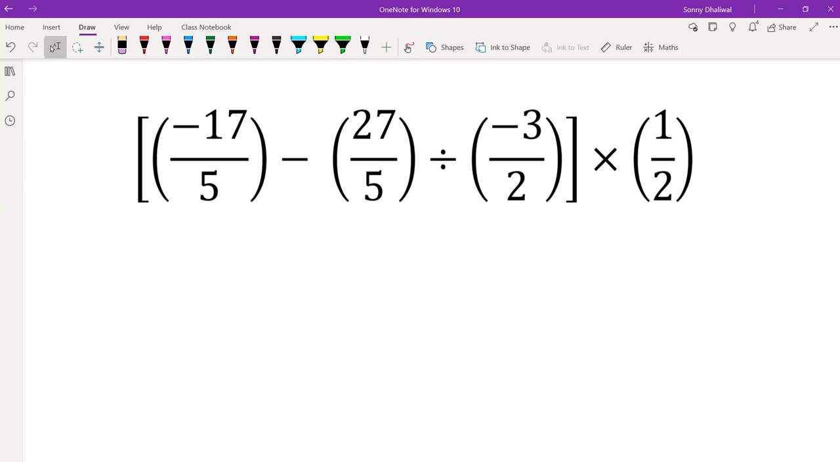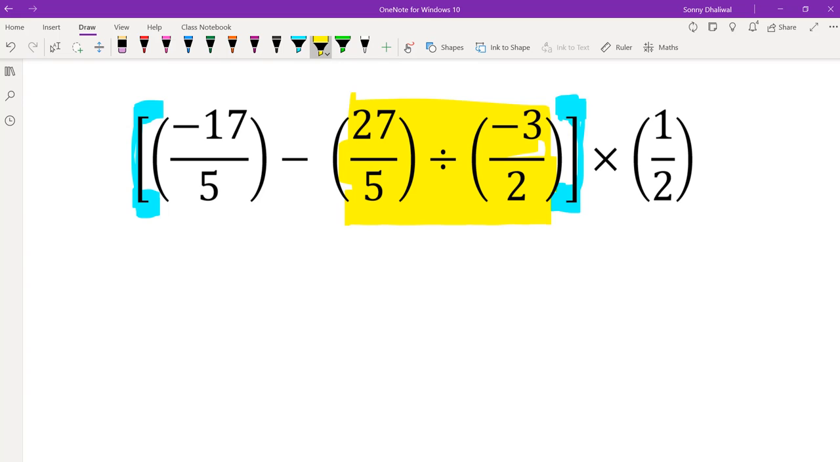Which brackets? Left to right? Yeah. But do I do this bracket, this bracket, or this bracket? Which bracket? Yes, Riley? So you do the 27 over 5 divided by negative 3 over 2. Okay, yeah. What I was trying to get at is you want to do these square brackets first and look inside these square brackets. Yes, Riley was right. Within these square brackets, we have a division, and we want to do this division first.